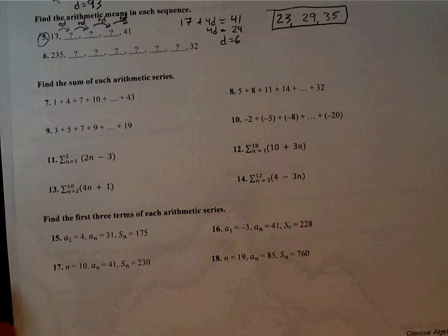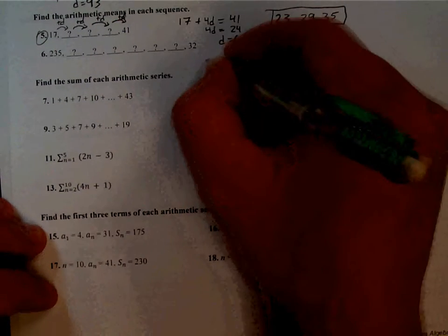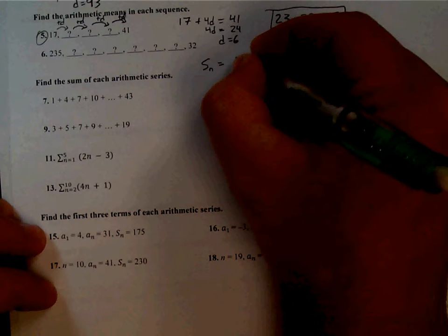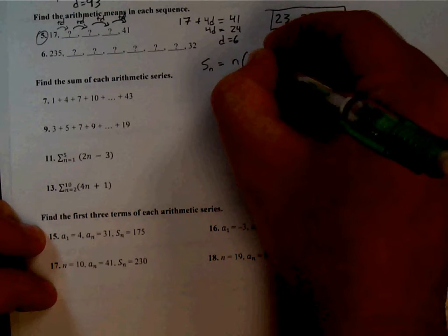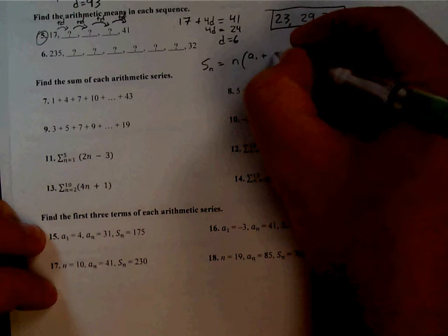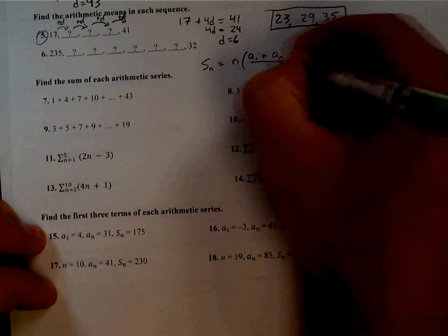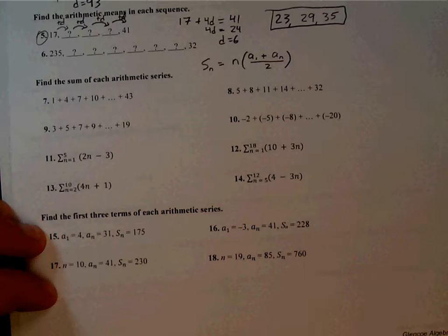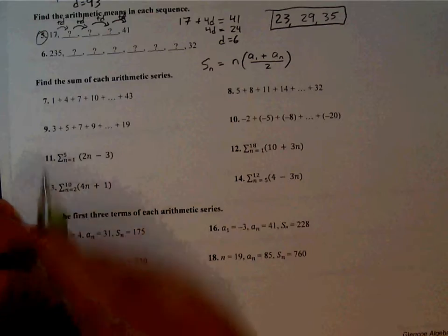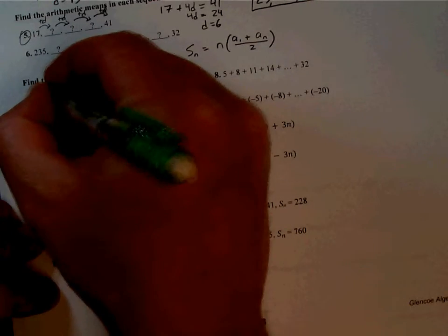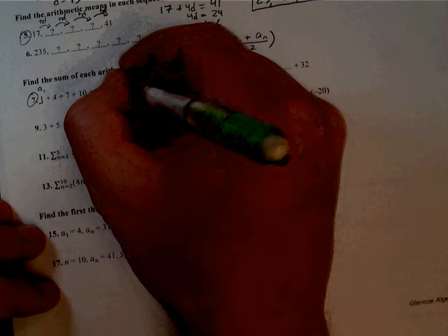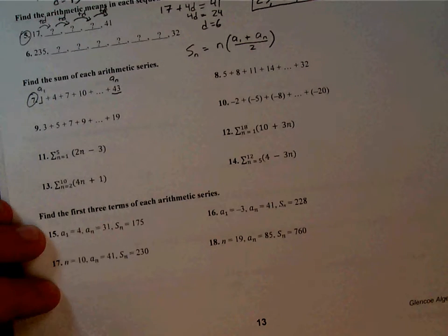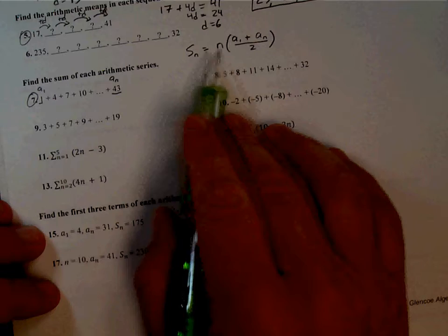Now, in the next section, we're finding the sum of the series. Since it's arithmetic, I'm using the formula S sub n equals n times a1 plus an, all over 2. So number 7 rather, we'll do number 7. We know our first term, that's 1. We know our last term, that's a sub n, that's the 43. What I don't know, though, is n. I need to figure out what n is.